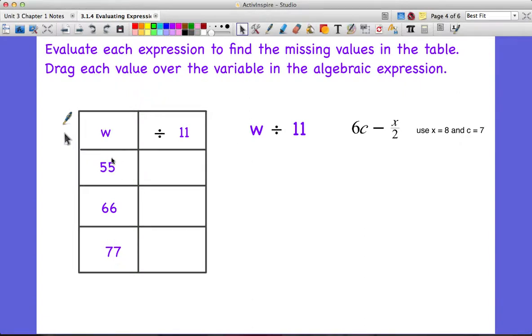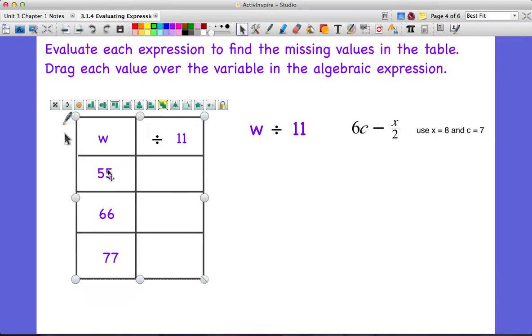In this case, this table tells me what I'm going to substitute for w. You have to imagine you're going to put a number in for w, put it into your function machine, divide it by 11, and it's going to give you an answer. So I'm going to substitute 55 for w, replace the w with it, do 55 divided by 11, and I get 5.